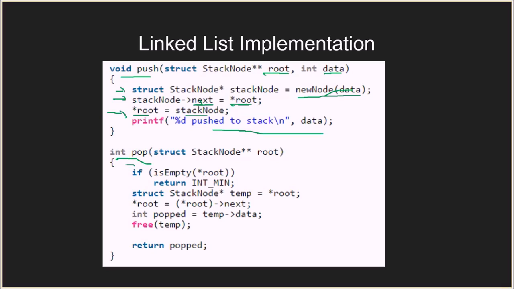In the pop operation, we'll have the check for isEmpty. If the linked list is empty, then we cannot pop out more elements, same as the case in the array implementation. Otherwise, we keep a pointer to the root node, which is the first node, because we'll have to free the memory in the end. Then we update the pointers, so the root will now point to the next of the root.